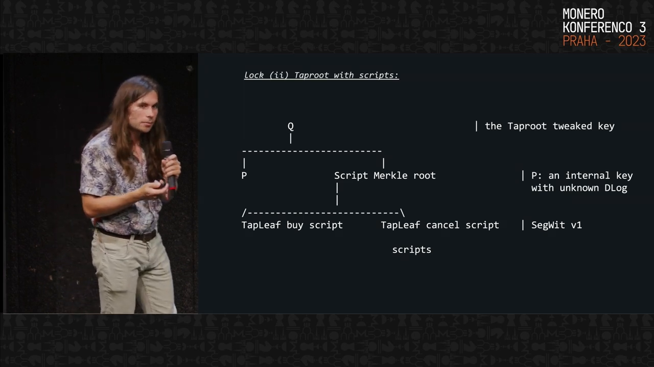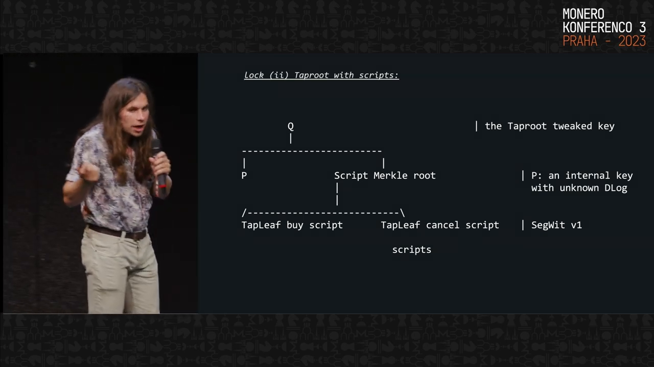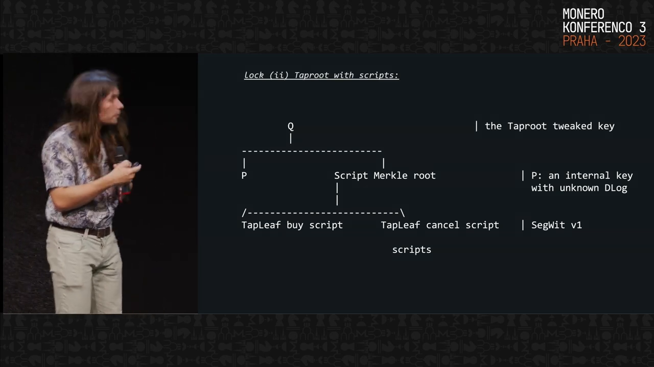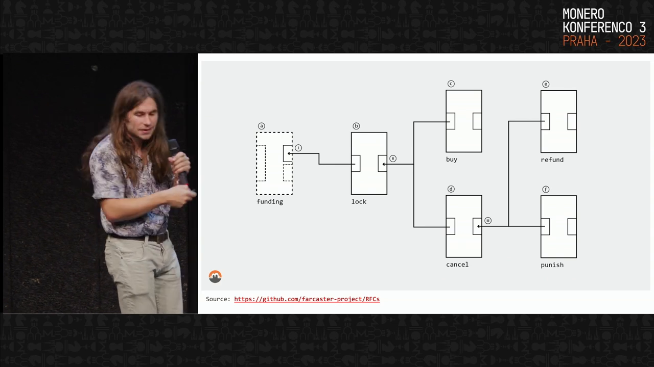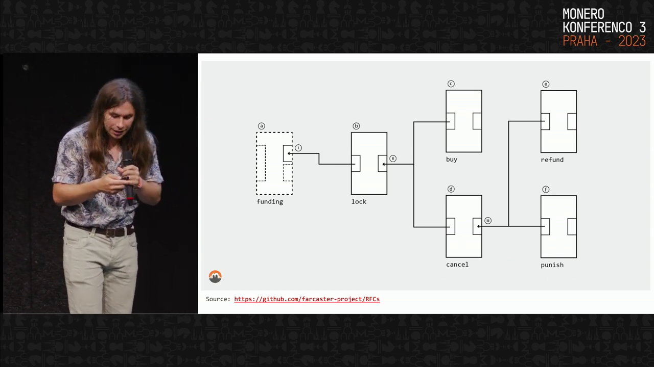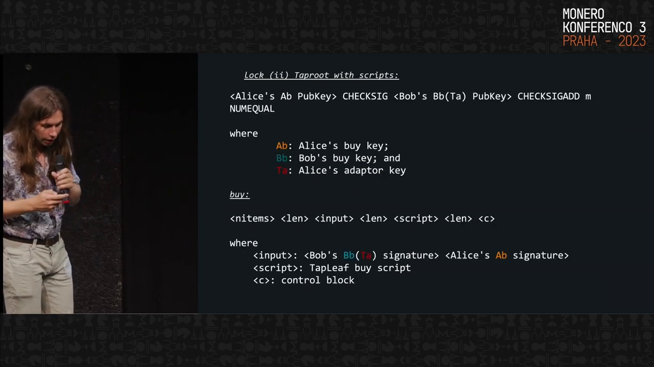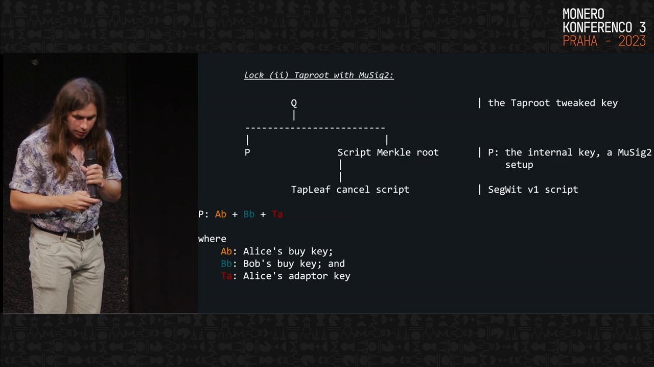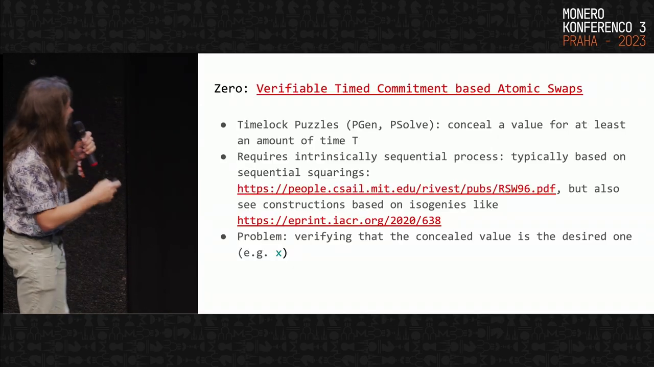So this allows for much more private swaps, where on-chain, this will just look like a normal transaction, whereas right now, our structure over here has a distinct fingerprint that is not as private as we would like it to be. And these are some details, like what the tap scripts look like. Let's skip those. I want to catch the flight.